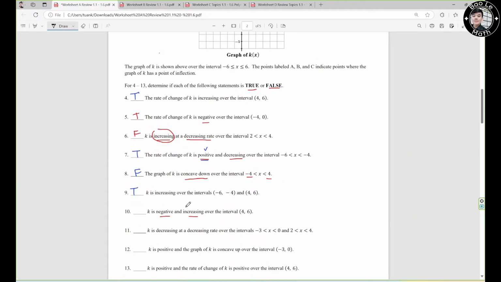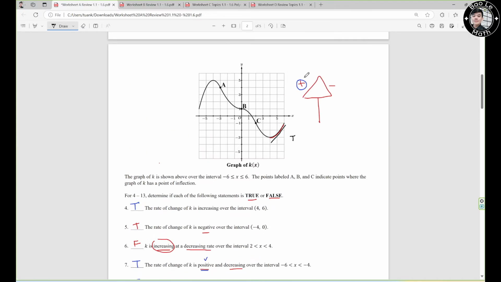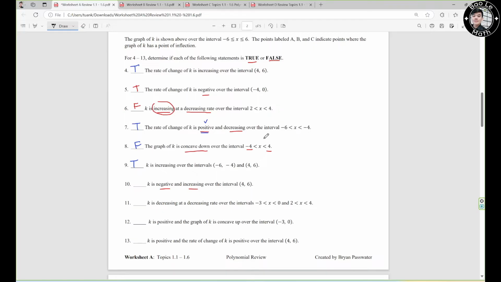And increasing, right? We draw another tangent line, and we see that the tangent line is going this way, which means it has a positive slope, which means the function is increasing. So question 10, this is true.